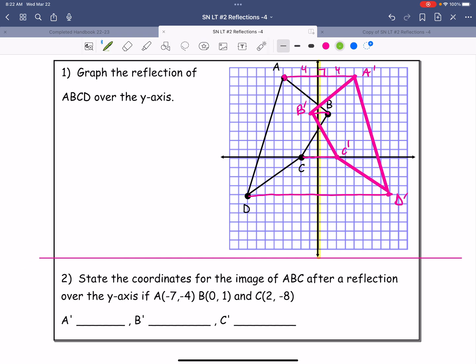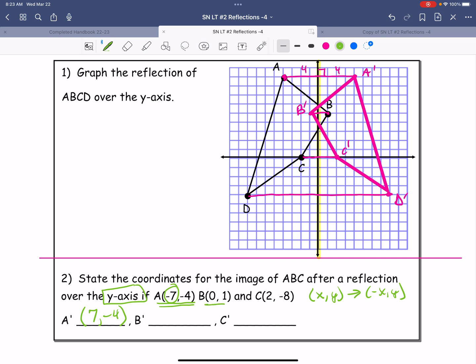Okay, going down here, state the coordinates. So if we just have coordinates, not a coordinate plane, we're going to use the pattern, which a reflection over the y-axis is the point (x, y) maps to the point (-x, y), which means the opposite of x. So if A is at (-7, -4), A prime becomes the opposite of -7, which is 7, but the -4 stays the same because the y-coordinate does not change.